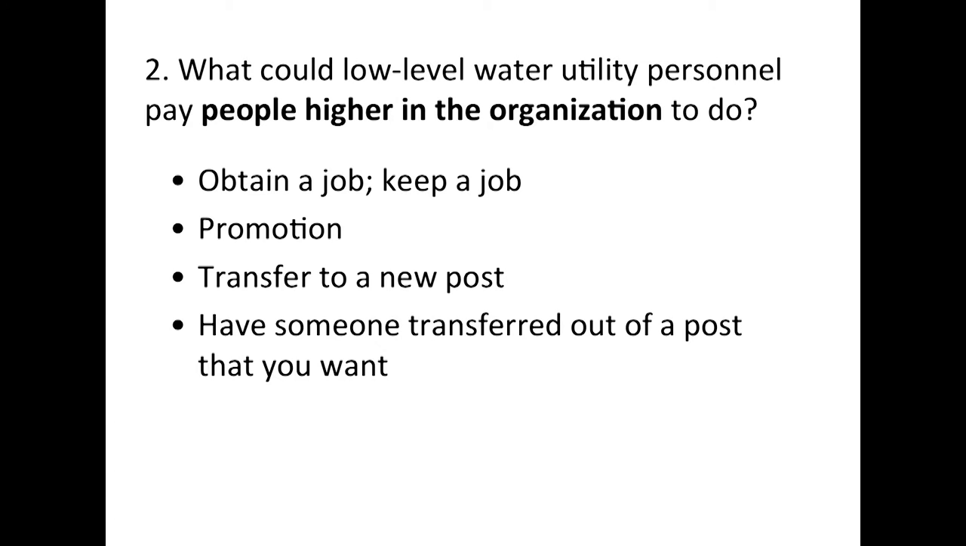Professor Davis's second question was, what could low-level water utility personnel pay people higher in the organization to do? Again, she finds four types of payment made by low-level employees in the organization. First, payment to obtain a job or to keep a job. Second, payment for a promotion. Third, payment for a transfer to a new post. And fourth, payment to have someone transferred out of a post that you want.